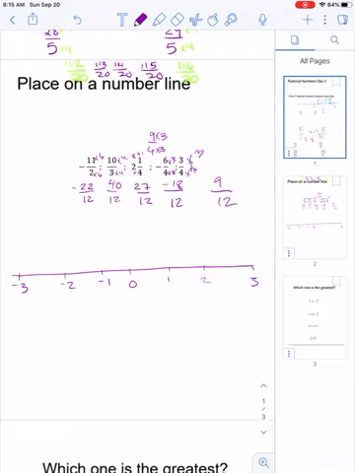My negative 22 over 12 would be around here. 40 over 12 would be around here. 27 over 12 would be around here. Negative 18 out of 12 would be here. And 9 out of 12 would be here.